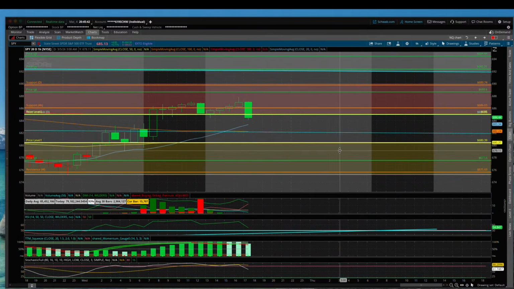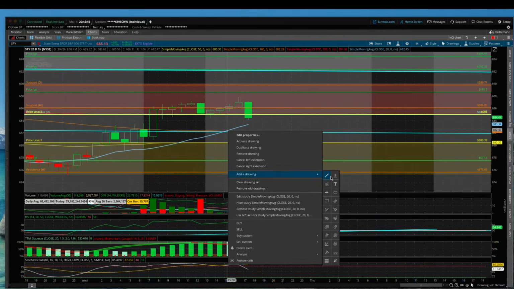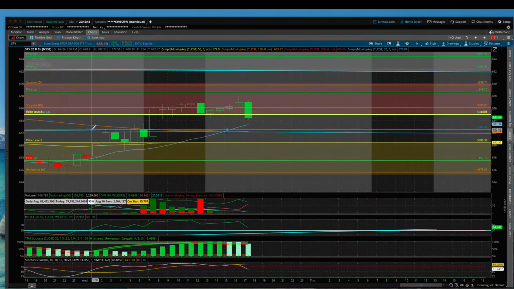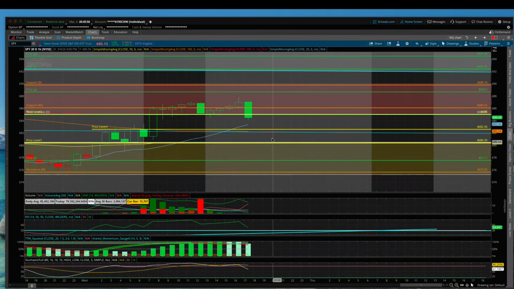So hourly, we have some support right here, 682, 682.50. But more likely than not, we'll hit that 680. We either bounce there or we come down to 677 to 675, and then we bounce there and go up. So that's what I'm seeing.